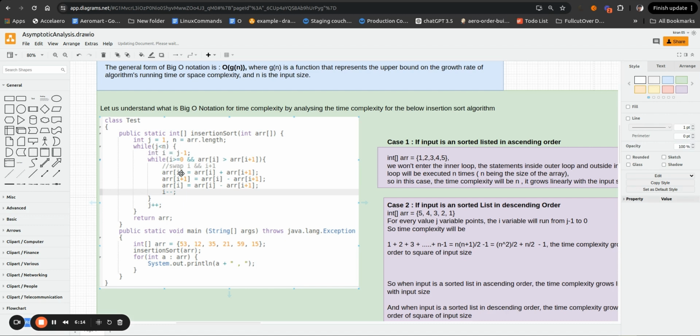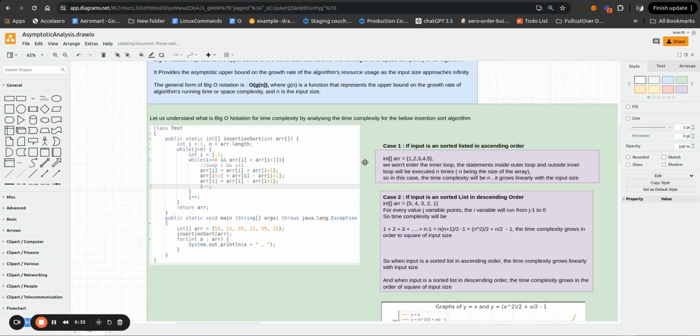We basically have two loops. One loop will be entered anyway, while the second loop will be entered only if the left side value of a pair is greater than the right side value. Okay, so now we'll analyze the time complexity of this problem.